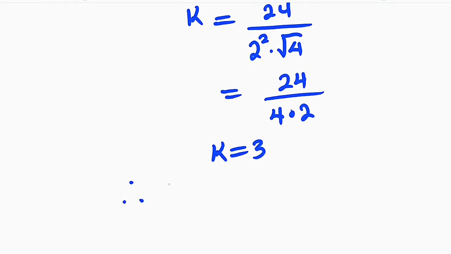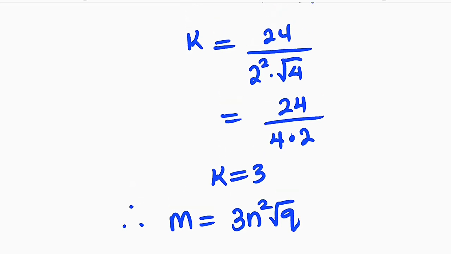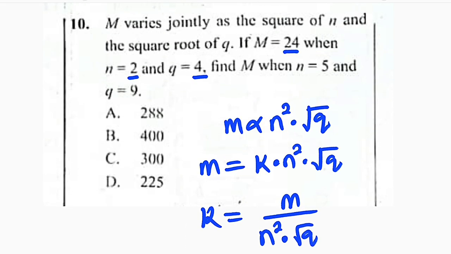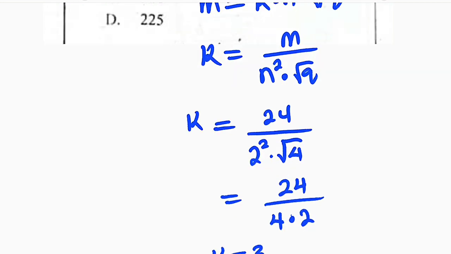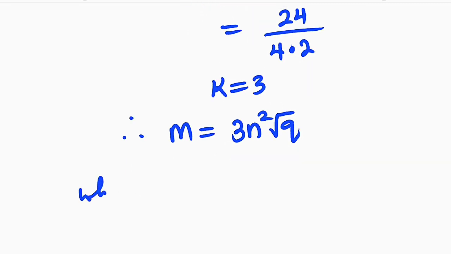And hence, therefore, m is equal to k multiplied by n squared. Okay, let me just substitute directly. We have 3n squared multiplied by square root of q. So this is the equation connecting m, n, and q. But we are asked to find m when n is 5 and q is 9. So we are going to substitute n equal to 5 and q equal to 9 in order to find the value of m. So let me write it here.